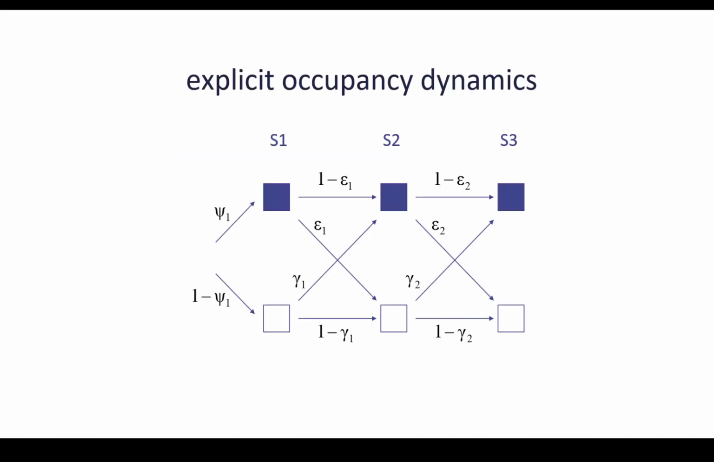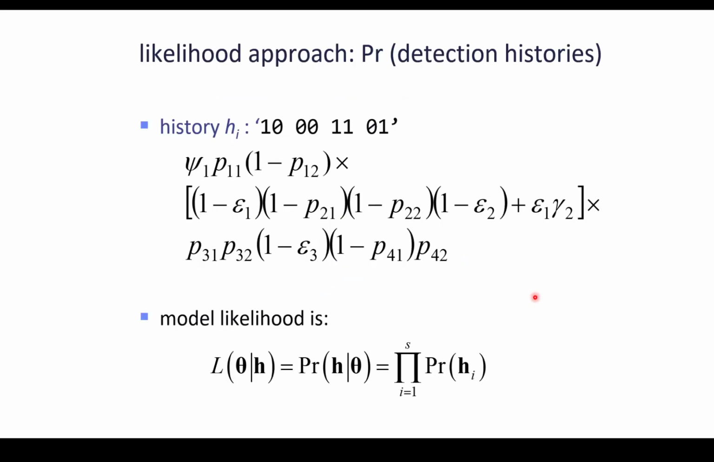So if we take the same diagram and rewrite it in terms of the parameters, we see that we have the psi parameter representing not colonization, but the occupancy state. And if it's occupied, it can either stay occupied, 1 minus extinction, or it can become extinct. Similarly, if the patch is empty, it can become colonized, probability gamma, or it can stay empty, probability 1 minus gamma. Okay, and that's the basic probability structure that we're interested in looking at.